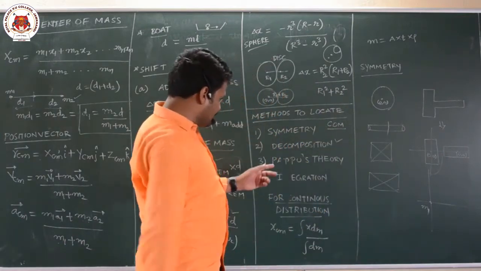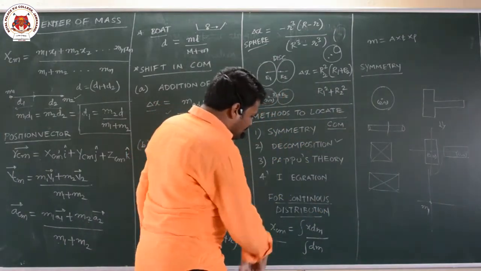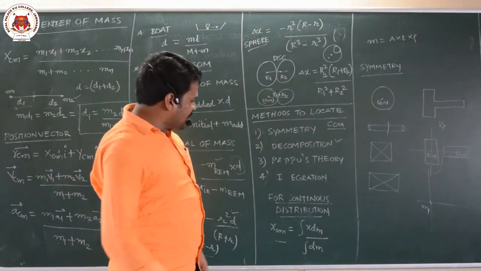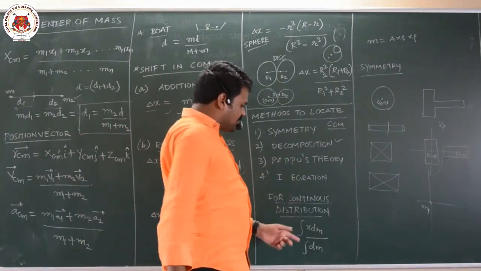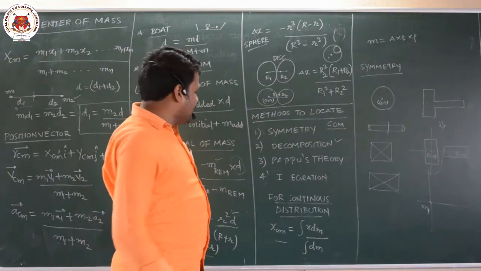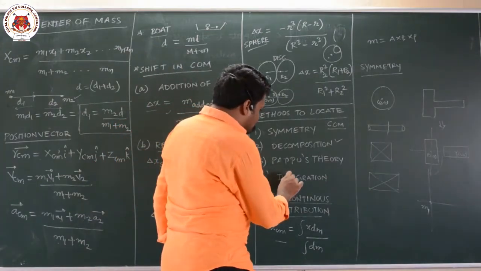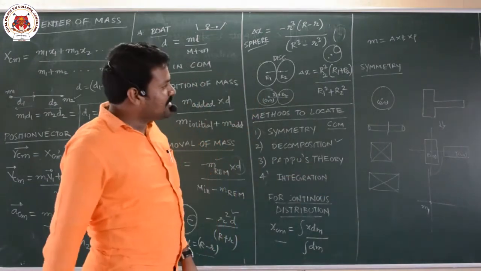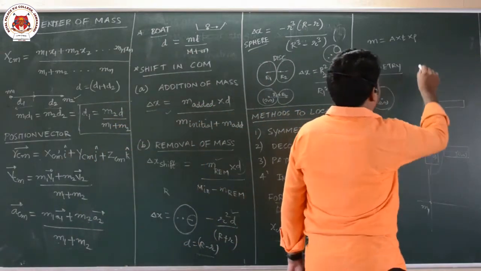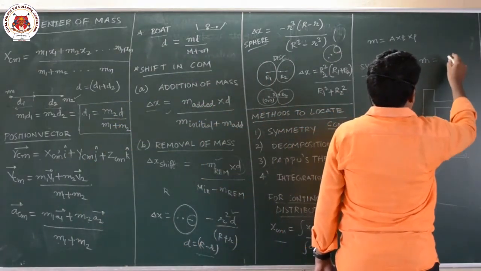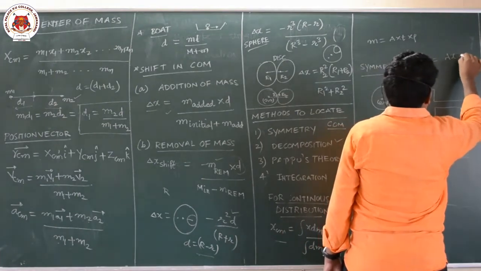Next, the Pappus theorem says that for continuous distribution of masses, the center of mass is equal to integral of x dm by integral of dm. An integration method. Suppose the mass is varying, if it is not uniform, suppose the mass of a body varies as m is equal to a into x plus bx square.